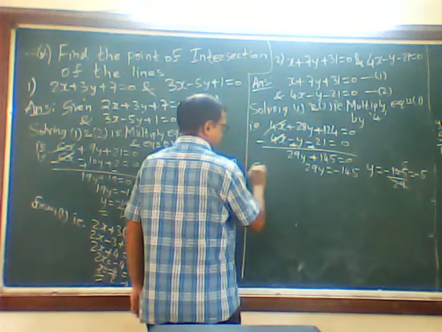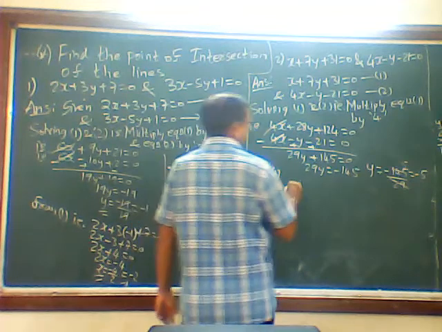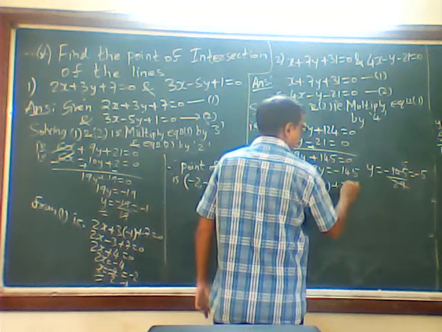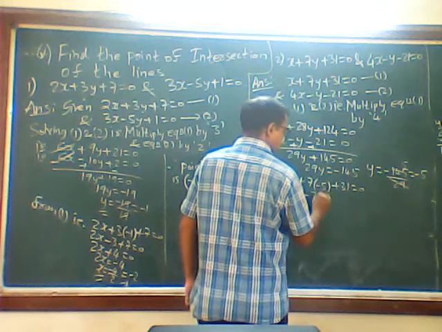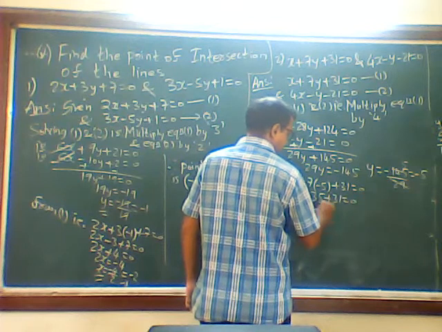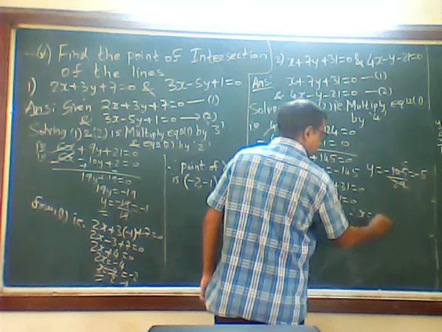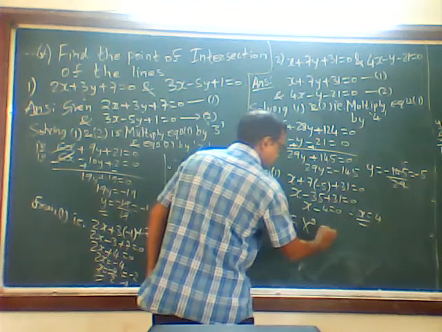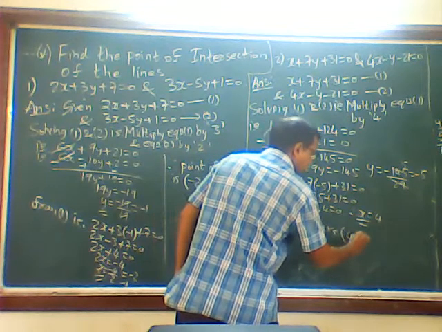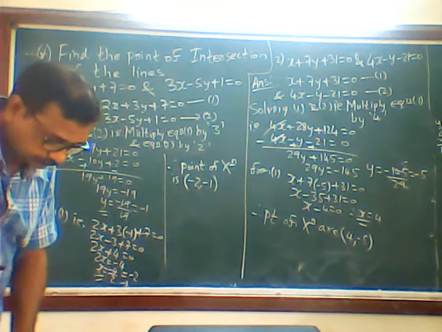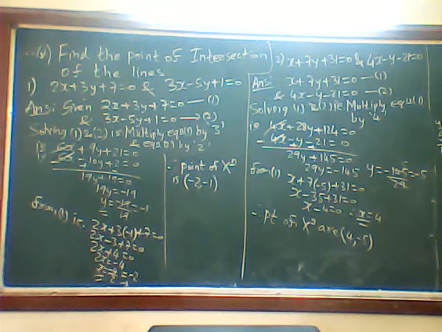From equation 1, x plus 7y, 7 into minus 5, plus 31 is equal to 0. So x minus 35 plus 31 equals 0, so x minus 4 equals 0. Therefore x is equal to 4. Point of intersection is 4 comma minus 5. So check 4 comma minus 5. Yes, 4 comma minus 5. So this is how it is. This was a straightforward problem.